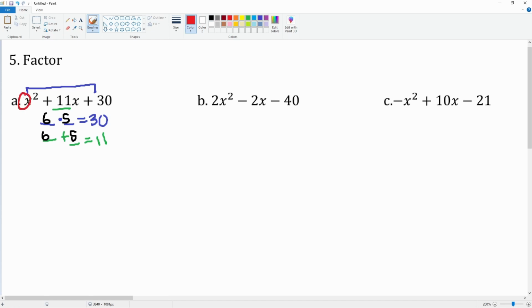Here now you're going to divide by this number in front, which is just a 1x. Oh wow, there's no simplification because it's just 1. So it's x plus 6 and then x plus 5.